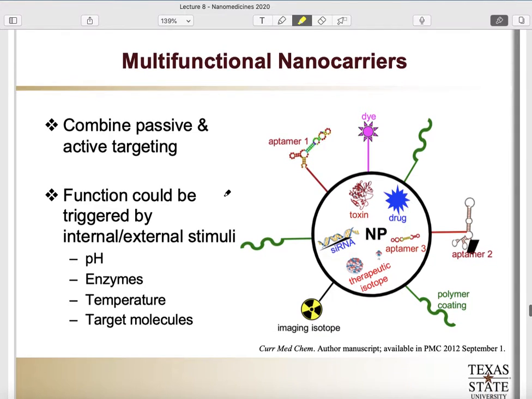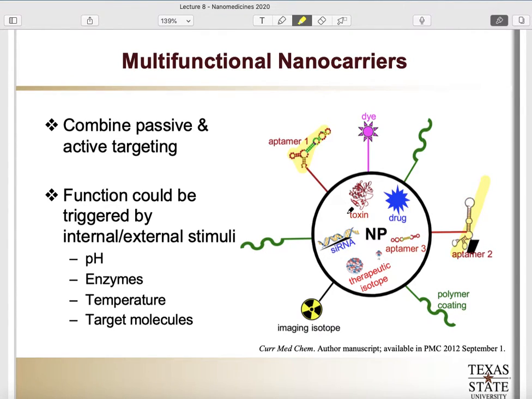One last thing that I wanted to mention is that these nanocarriers can be multifunctional, and we have already said that a couple of times. Basically, they can combine passive and active targeting. The passive targeting is by utilizing the size of the nanocarrier mostly. The active targeting is by utilizing ligands on the surface of that system, for example, an aptamer, to be able to target specific biomolecules on the cancer cells or on the diseased cells that you're trying to treat.